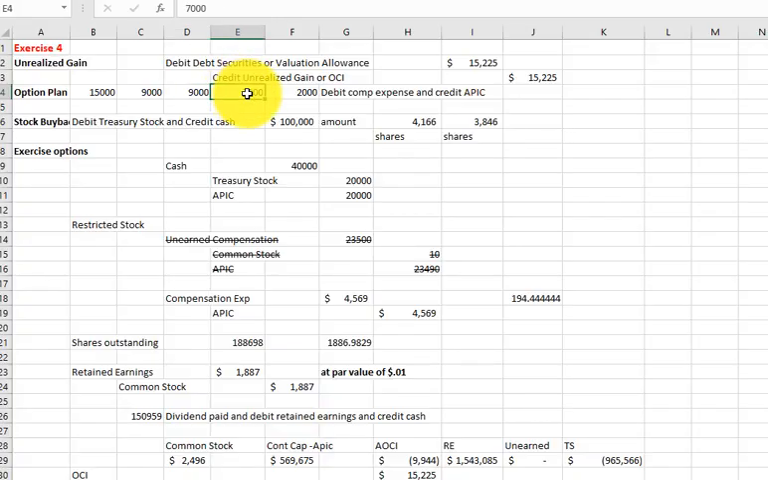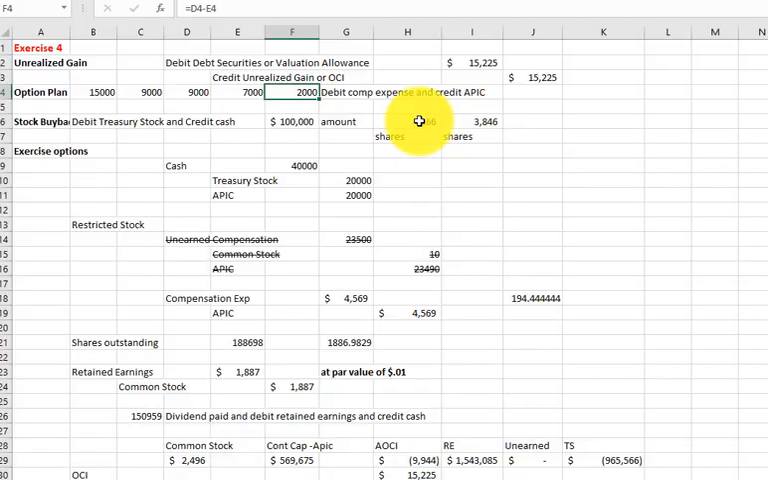At the end of 2017, only 7,000 had been earned or recorded as earned, and so we need to get another 2,000: debit compensation expense and credit additional paid-in capital. All right, when we buy back treasury stock using the cost method, we simply take the amount that we're spending and we debit treasury stock and credit cash.